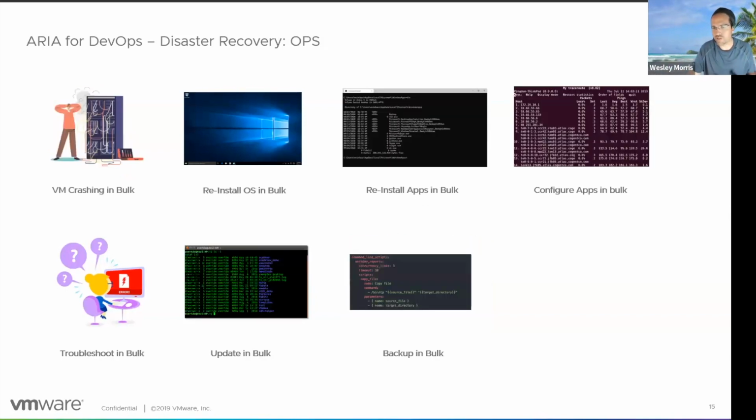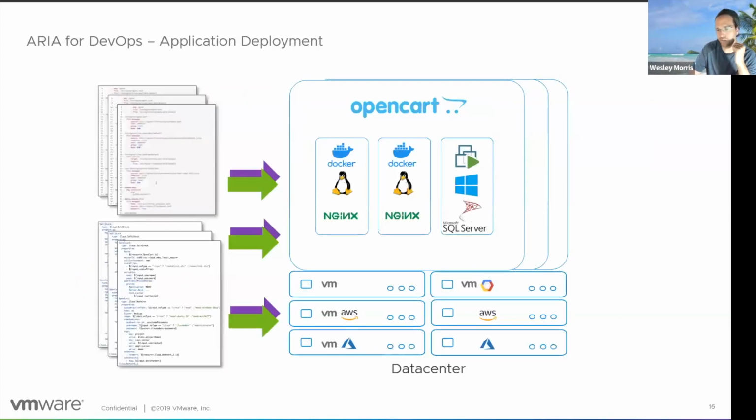Now, how this translates to your enterprise is you have to do all those same operations, but they have to happen in bulk across many VMs. So you have to reinstall all of your operating systems, all of your middleware, all of your package dependencies, and so forth. Now, that's one particular use case. Let me hand it off to Alonso, who can discuss in detail some of the application deployment. All right, thank you, Wesley.